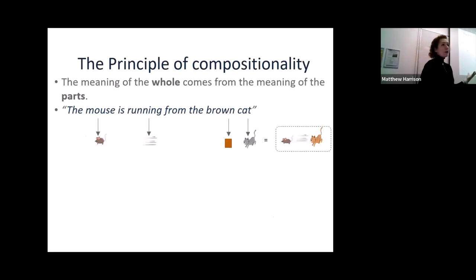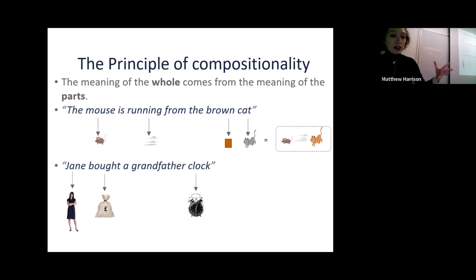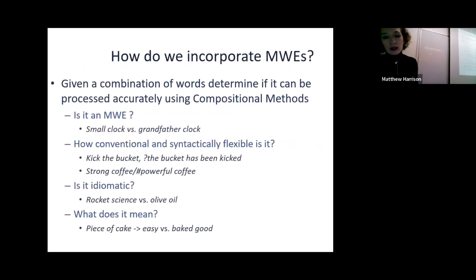And what's the problem for techniques from natural language processing? One of the big issues is that our techniques assume the principle of compositionality, that they can build the meaning of any new unseen sentence from the meanings of the individual parts or the words that are there. So if I say to you, oh, the mouse is running from the brown cat, you imagine that there is a mouse, there is a cat, the cat is brown somehow, there is a running event. But if I say Jane bought a grandfather clock, you know there is Jane, there is a buying event, and there is a clock, but what do you do with the grandfather there?